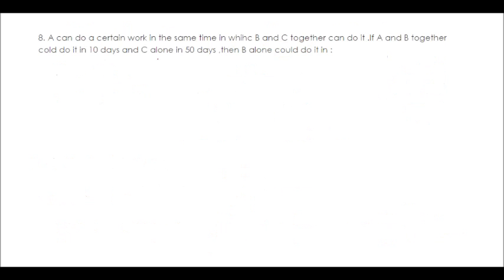Next problem. A can do a certain work in the same time in which B and C together can do it. And if A and B together could do it in 10 days and C alone in 50 days, then B alone could do it in how many days?